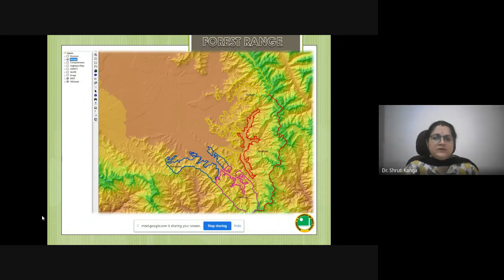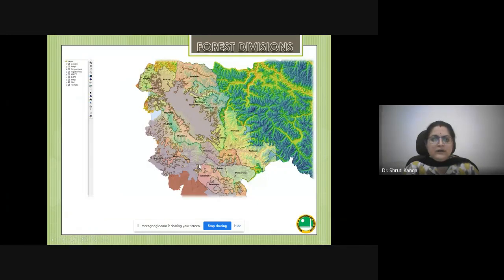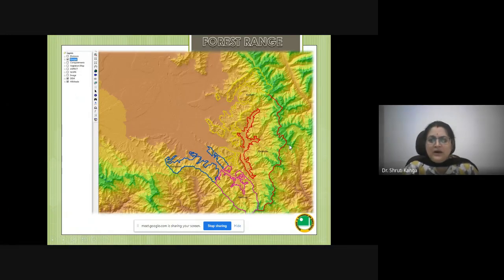Then this is the ranges demarcation. You can see here different forest ranges are being demarcated or shown. In case of this, the divisions were shown. You can see here, these are demarcating the different forest divisions: Marwa, Kishtwar, Badarwa, and then in this case, under divisions we have the demarcation of different ranges.